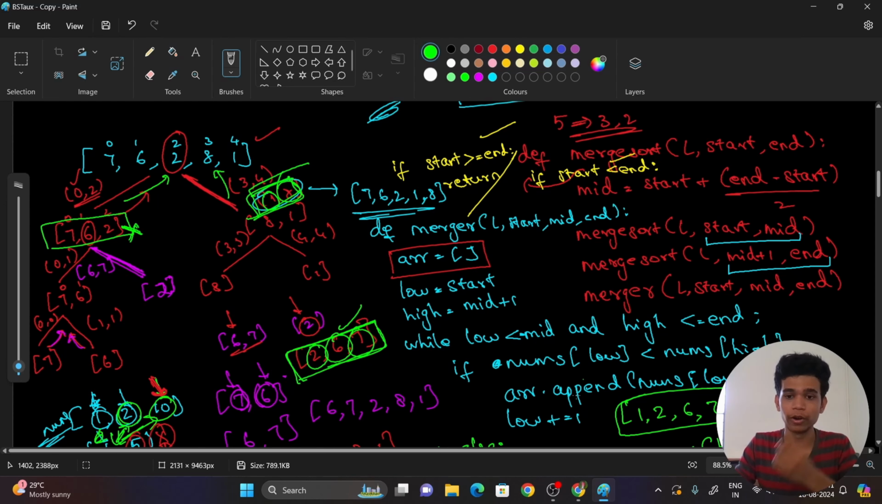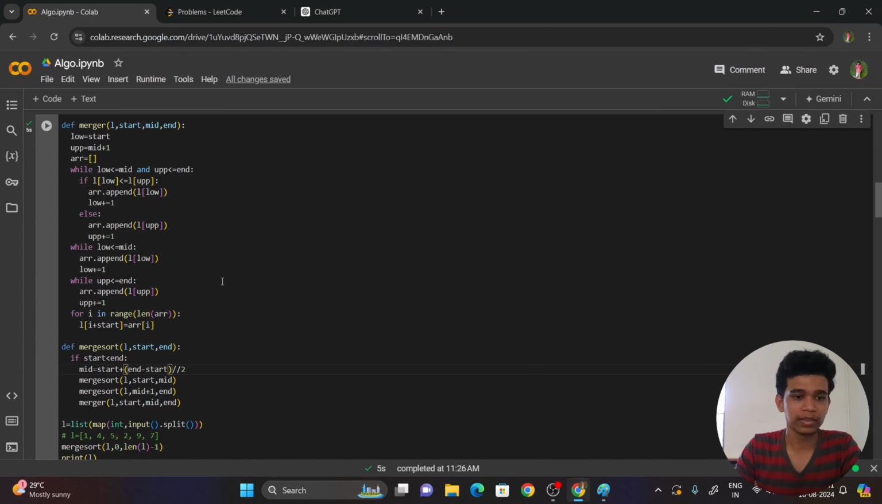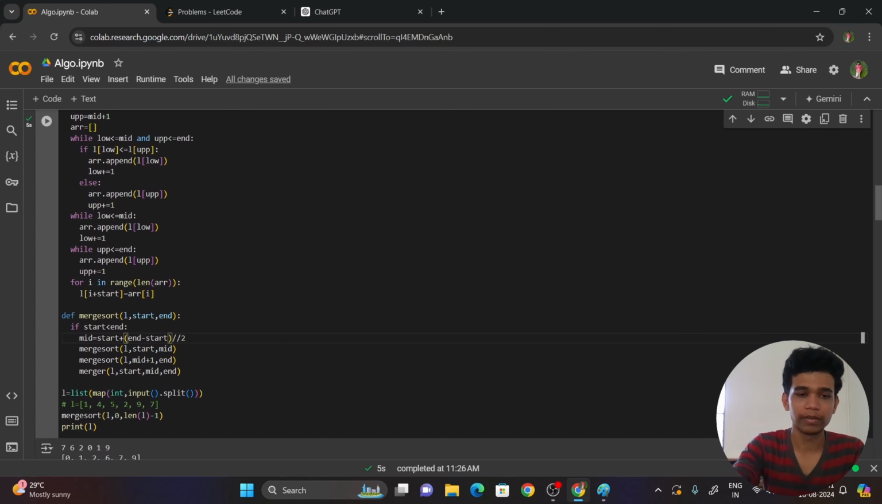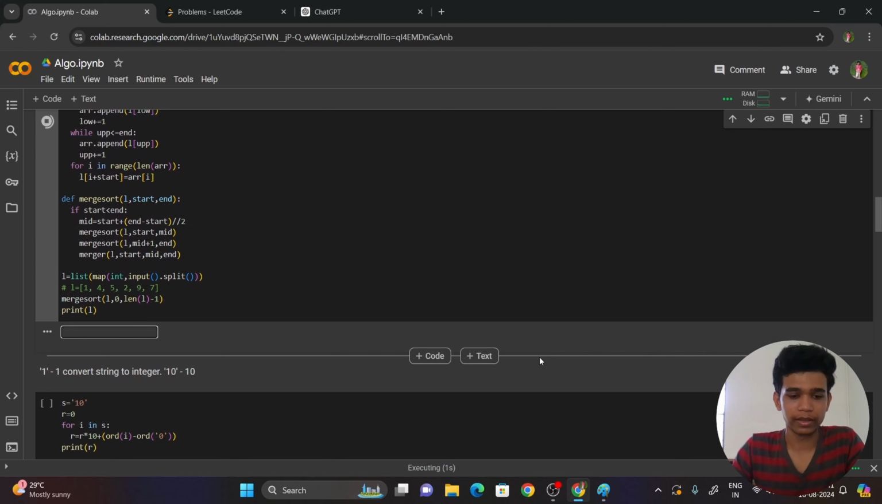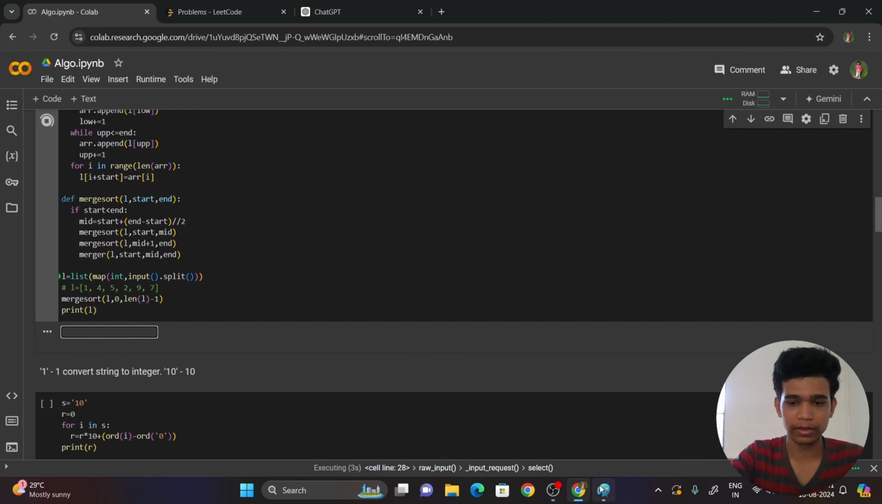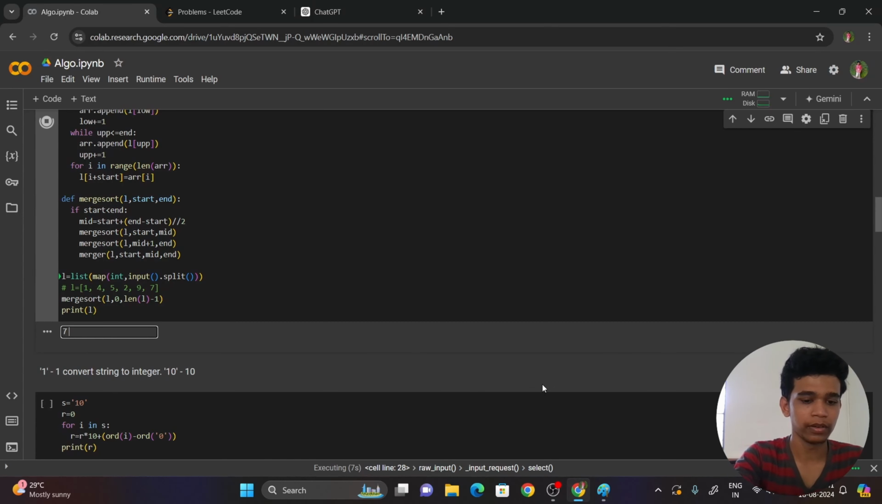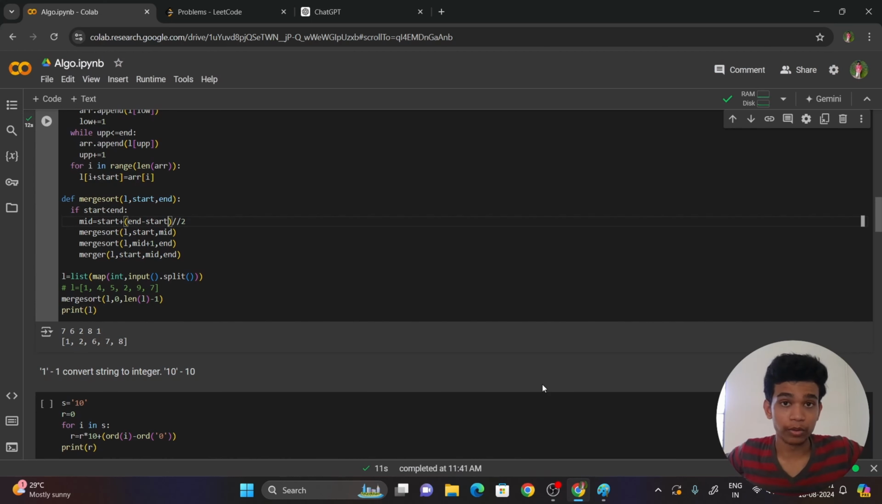Now, let us see the code in our compiler. See here, the same code I wrote in a paint file, I just wrote in the compiler. Everything is the same. Okay. Now, let me run it. Yes. Let us consider the same example, 7, 6, 2, 8, 1. Sorted, right? Sorted.